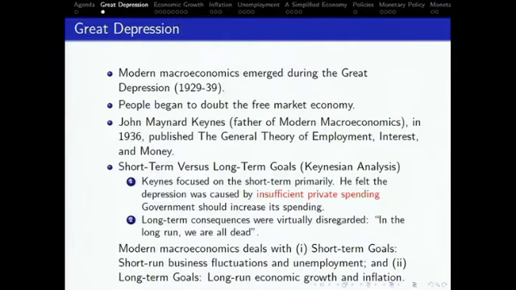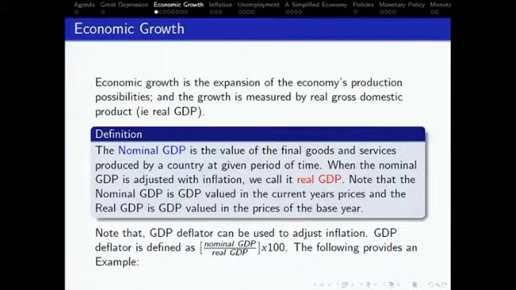Right? So let's start. We talk about the Great Depression. Now I'm going to talk about the GDP, nominal GDP, and so on.